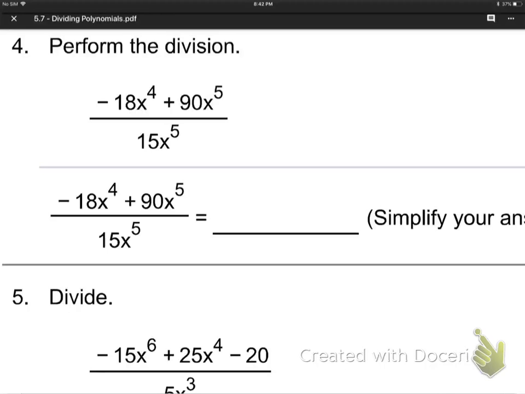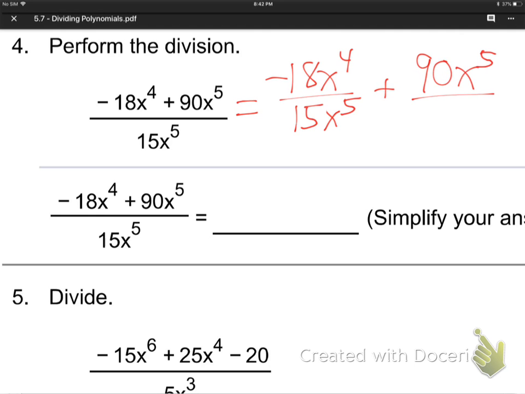And show you what's going on with this one. So they want me to go minus 18x to the 4th over 15x to the 5th plus 90x to the 5th over 15x to the 5th. So far so good. I just put that 15x to the 5th under both of them. I distributed it, right? So now we have 2 separate fractions.